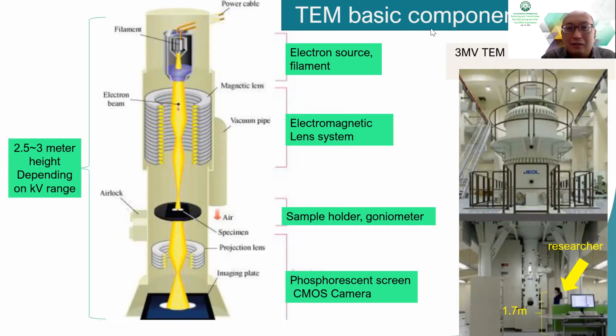So this is composed of an electron source, an electromagnetic lens system to focus and shape the beam, the sample holder, which is in the middle, then the projection lens, and then the CMOS camera. So this is the difference. The sample in a scanning electron microscope is below; this is the end point. But in a transmission microscope, the sample is inserted in the middle of the column.